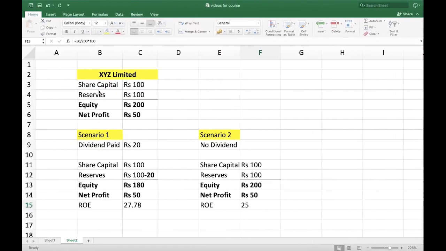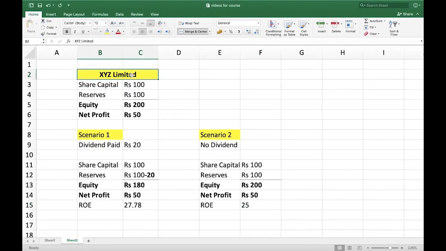Let's see this with an example of XYZ Limited Company. It has share capital of rupees 100 and reserves of rupees 100. Thus, the total equity stands at rupees 200. The company earns a net profit of 50. This company has paid a dividend of 20 during the year. Now, the share capital will remain the same, but reserves will reduce by rupees 20, the amount of dividend which is paid. And the total equity would come to rupees 180.